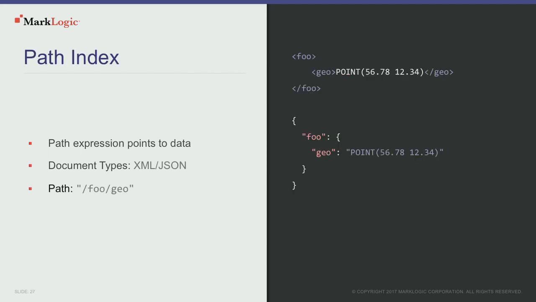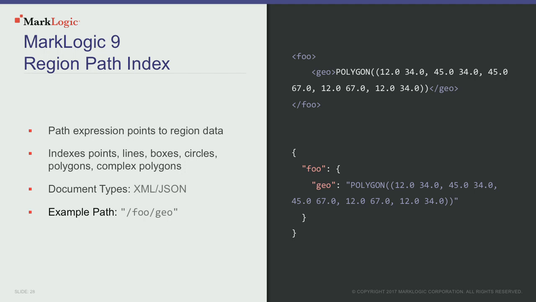A path index. This is super useful because frequently, GML is a great example of this, you'll have the same element name that serves multiple functions. In one spot, it will have indexable data, and in another spot, it will have something else completely different. So you want to be able to point the indexer to the right spot in the document to find the indexable data and not the other stuff. And in MarkLogic 9, we have the region path index, the same idea as the path index, except not just points. Now you can have any of the regions that we support in MarkLogic be indexable in there.